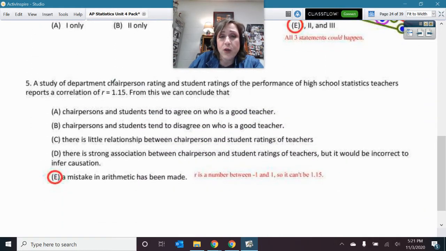Here, you can't have a correlation coefficient of 1.15. r is between -1 and +1, so it can't be greater. He made an error in arithmetic.